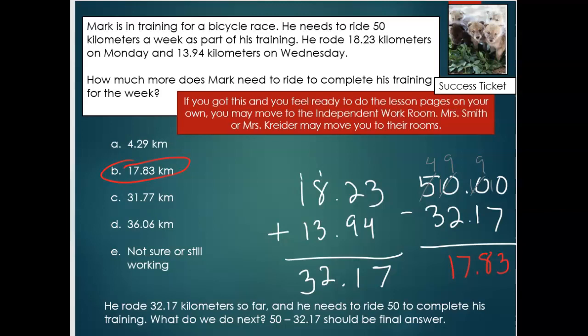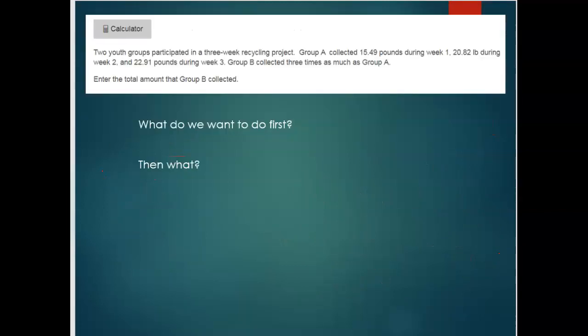Okay, so I think this is the last one that you guys completed. And there's the answer. So let's move on to this one. Two youth groups participated in a 3-week recycling project. Group A collected 15 and 49 hundredths pounds during week 1, 20 and 82 hundredths pounds during week 2, and 22 and 91 hundredths pounds during week 3. Group B collected 3 times as much as Group A. How much did Group B collect?